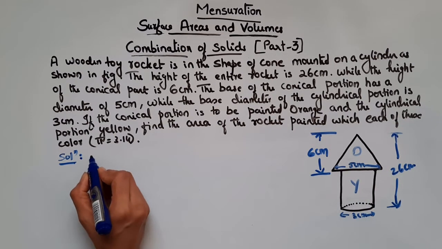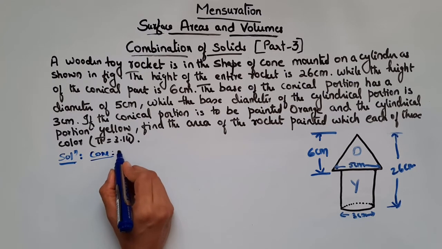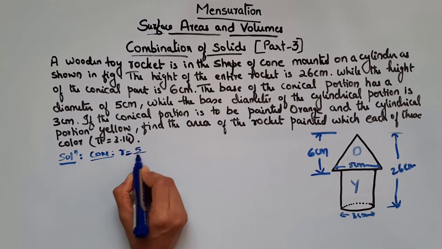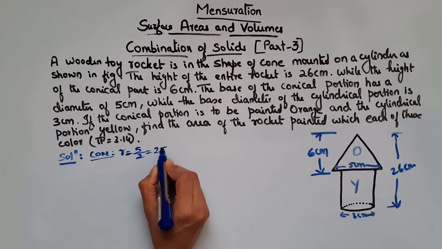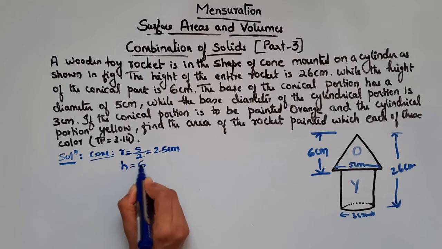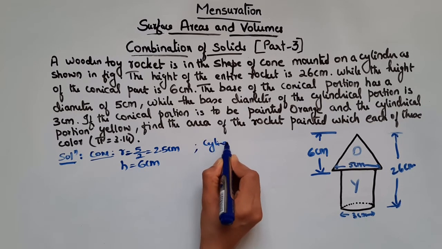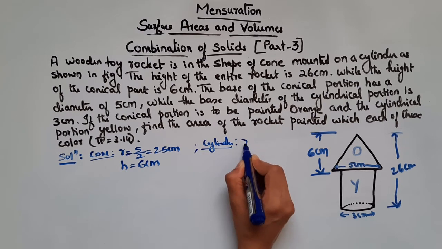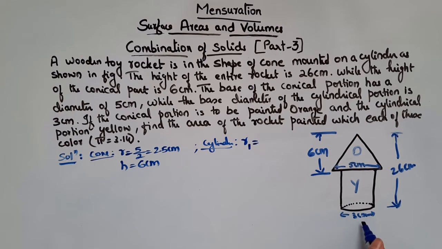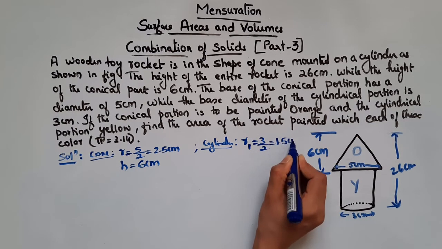So first let's write the dimension of cone and cylinder. So the radius of the base of the cone is given as, diameter is 5 centimeter, so the radius is 5 by 2, which is equal to 2.5 centimeter, and the height of this cone is given as 6 centimeter. Now let's write for cylinder. So the radius, let's take it as R1. So radius of the base of the cylinder is, here diameter is 3 centimeter, so the radius will be 3 by 2, which is equal to 1.5 centimeter.